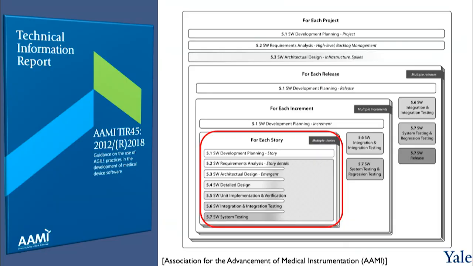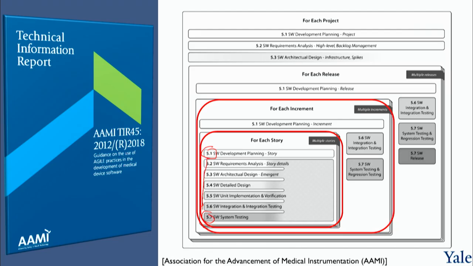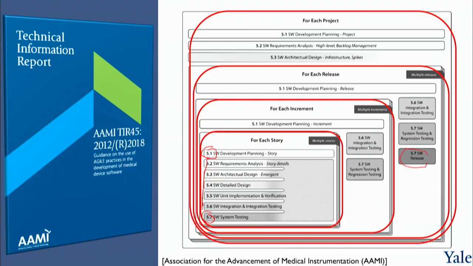So we have a story down there. And if you look very carefully, you see this 5.1 to 5.7. These are actually steps in the IEC 62304 lifecycle. We use the steps within each story. And then at the end of the story, we do integration testing and system testing to complete an increment. That's the next big thing. Then for each release, we repeat the back end of the lifecycle: integration testing, system testing, and release. We release a version. And this whole thing is grouped together into a project.